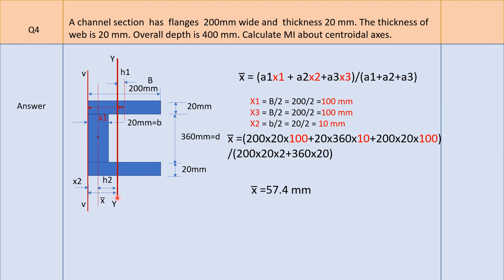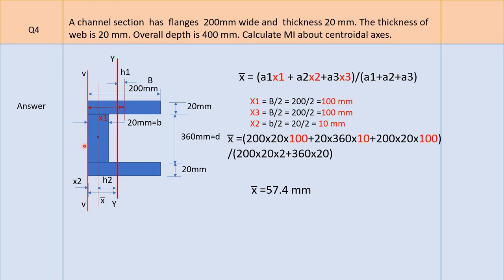Now we have got this as our x-axis, and from this reference axis, this x bar is 57.4. This distance is 57.4 from the vertical axis VV to the vertical axis YY, and this shows the position of my YY axis for this channel section. So this is how we first calculate x bar and decide where is the y axis for the channel. We have to calculate x bar for the channel section.